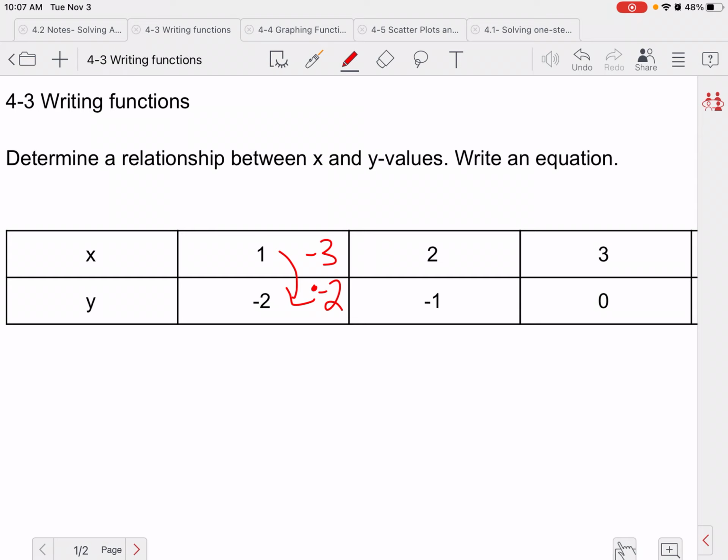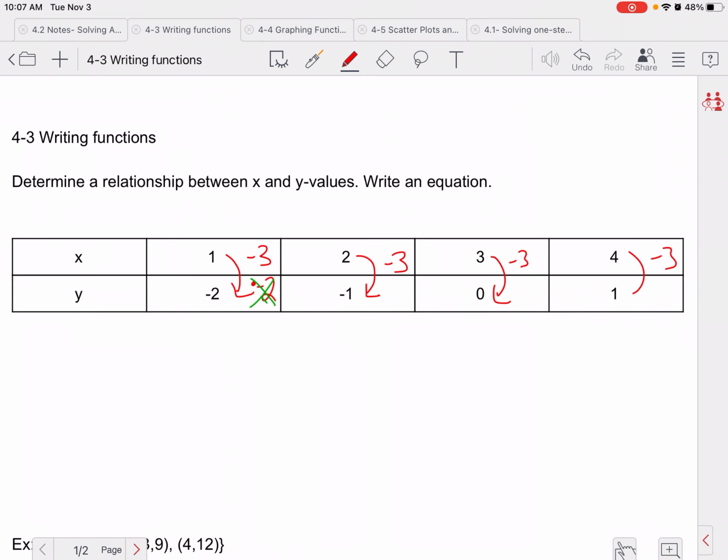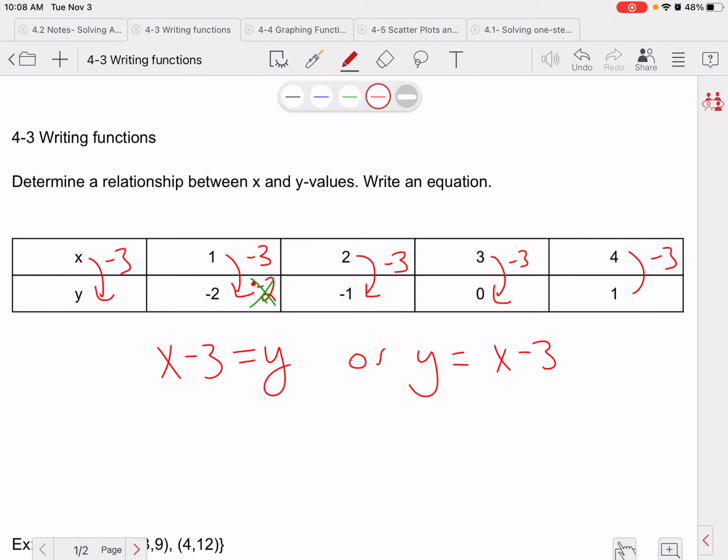So if I go to the next one, to get from 2 to negative 2, I can subtract 3, but I cannot multiply by negative 2 to get it. So subtracting 3 is looking like my best bet here. Well, 3 minus 3 is 0, in fact, and then 4 minus 3 is also 1. So I'm doing the same thing every time, so I know it's minus 3. So what I'm doing is I'm doing x minus 3 to get y. So I could write my equation x minus 3 equals y, or you could write y equals x minus 3. Those would be the same thing. Okay, so we're looking for the patterns today.